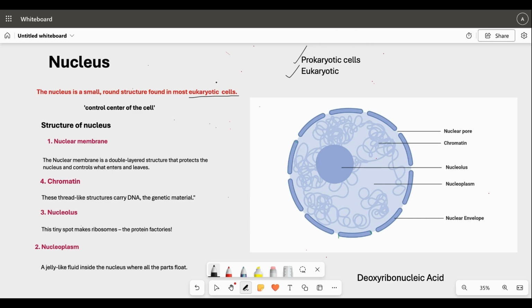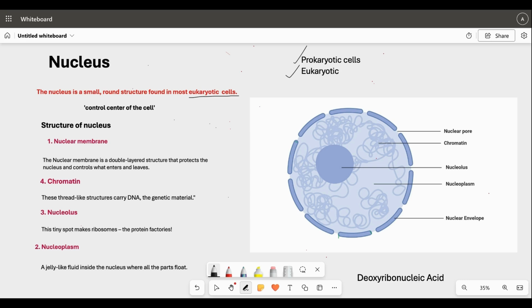We mean cells that have a well-defined internal structure like a nucleus. So these are eukaryotic cells, for example, animal cells, plant cells, and human cells. All of these have a nucleus that controls the cell's functions.